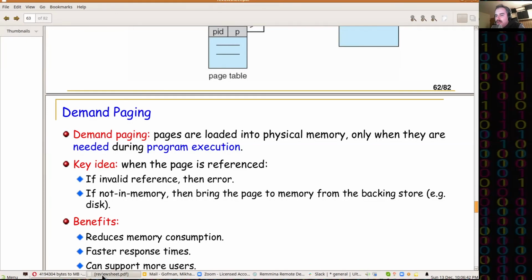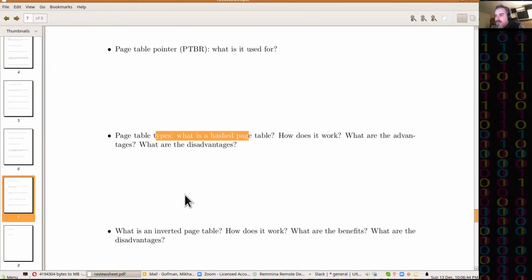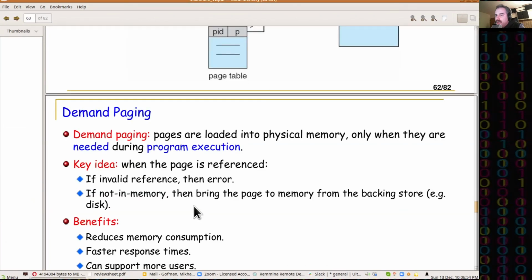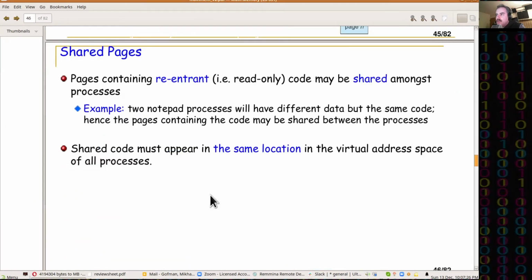Now, the next question asks us: page sharing, how does it work? What are the advantages? And give an example. So let's talk about that. Page sharing is a way to optimize memory usage.